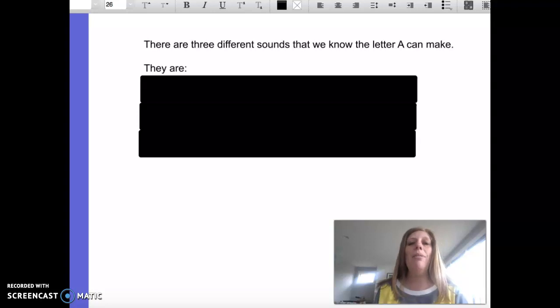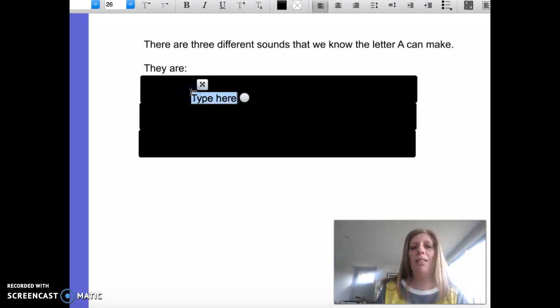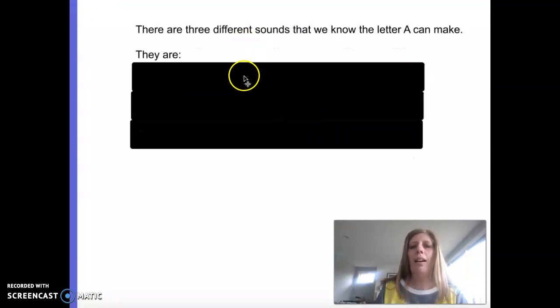We're going to start today by reviewing a little bit about what we learned on Friday. Okay, so there are three different sounds that we know the letter A can make. Can you think about what those three sounds are? If we were in the classroom, I'd call on you to show me what you remember.